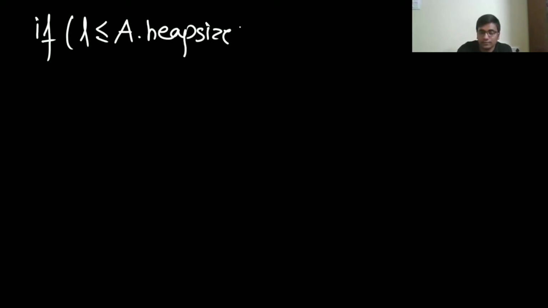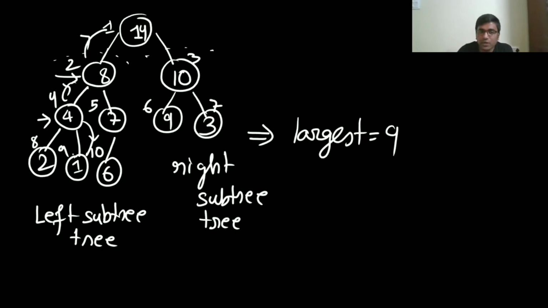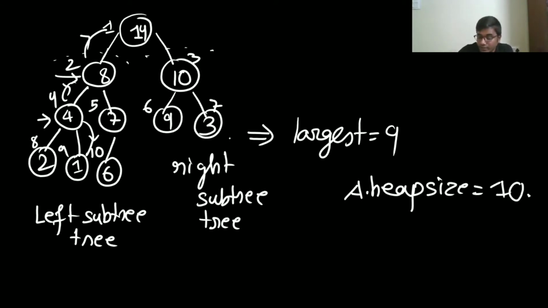Now, if the left child index is smaller than or equal to A dot heap size, see what can happen. Here we are smart, we are human, we can see that when the index is 10, the left child index is going to be 20, but we do not have any element with index 20. So we need to check that the left child index should be within the heap size. How much is the heap size? Heap size is 10 here.